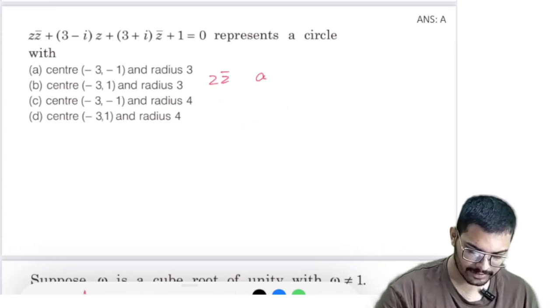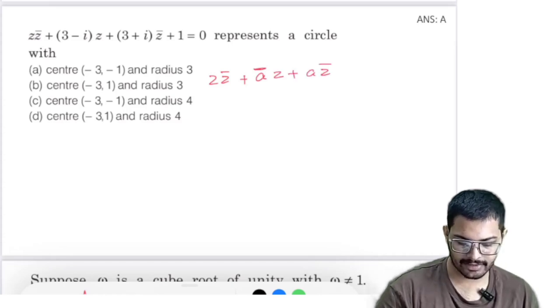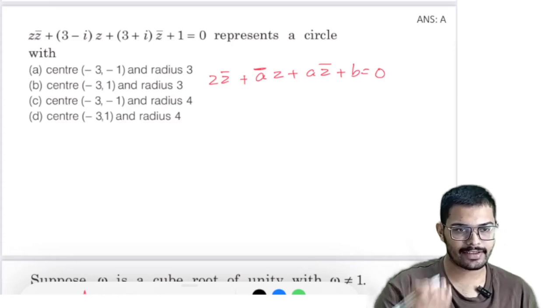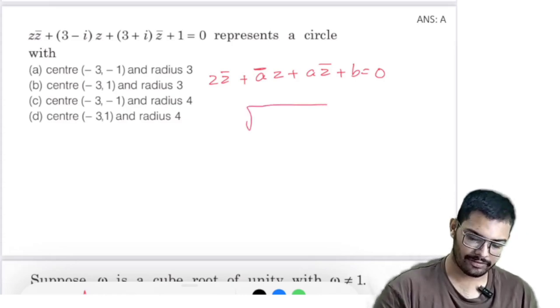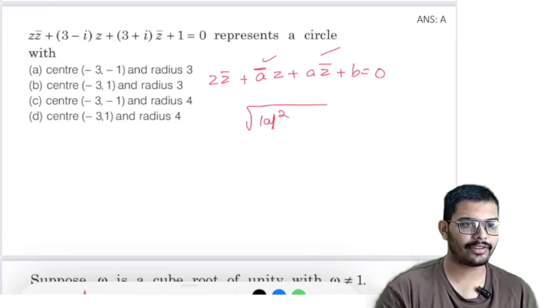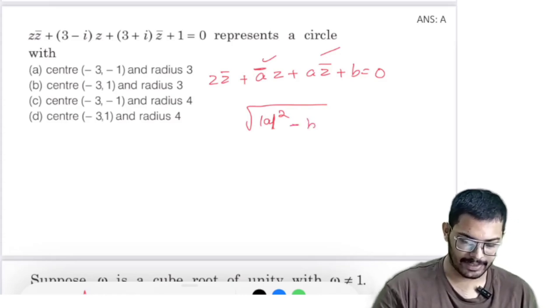z z bar plus a bar z plus a z bar plus b equal to 0 represents a circle. And the radius of the circle is the square root of mod of a square minus b. Just take the modulus of any of the complex numbers a or a bar, both are same, minus b.